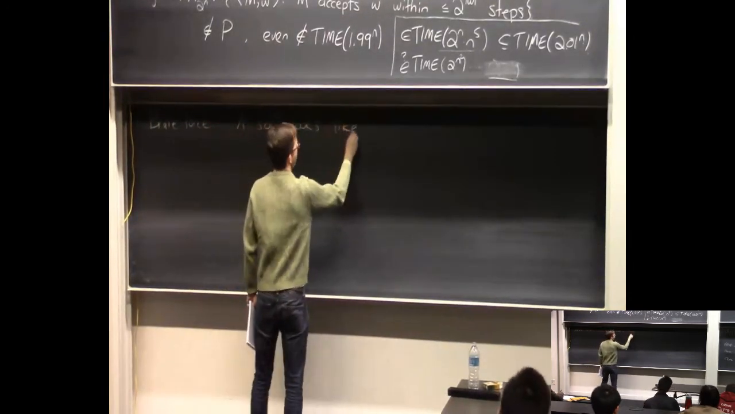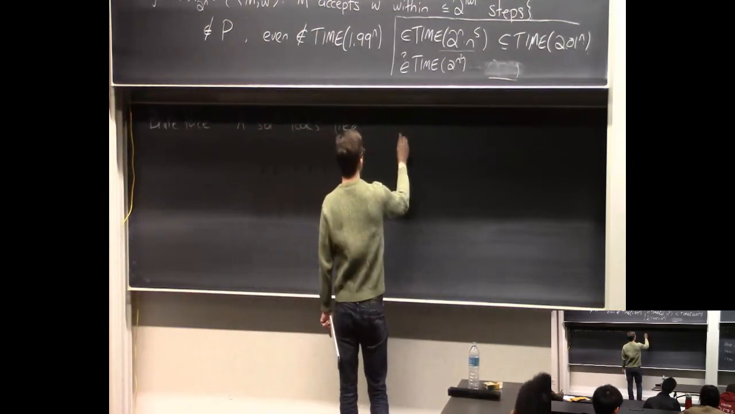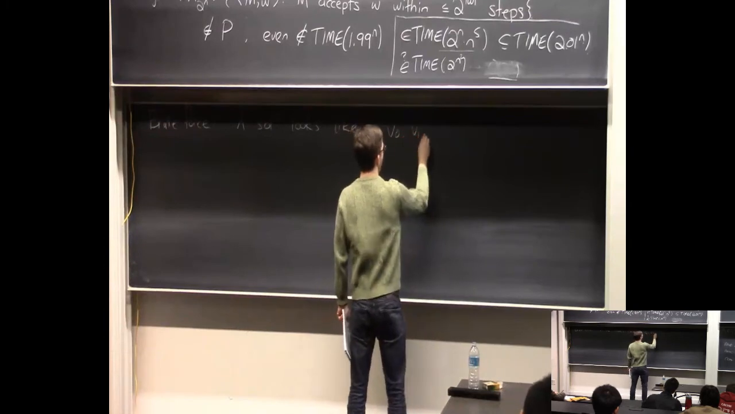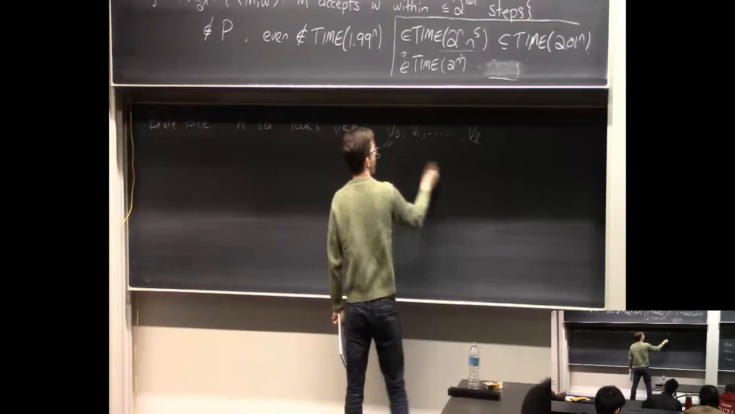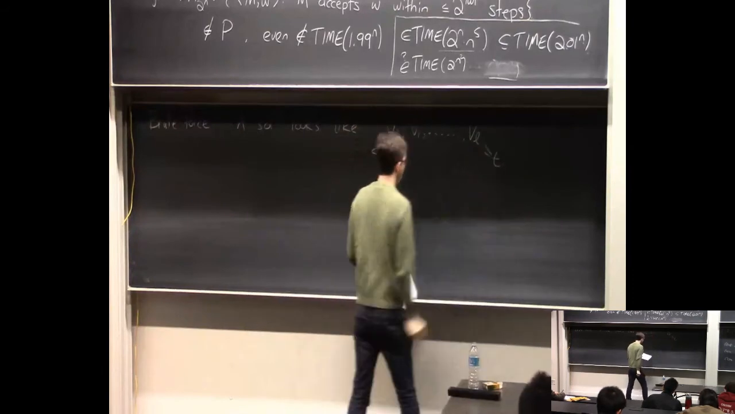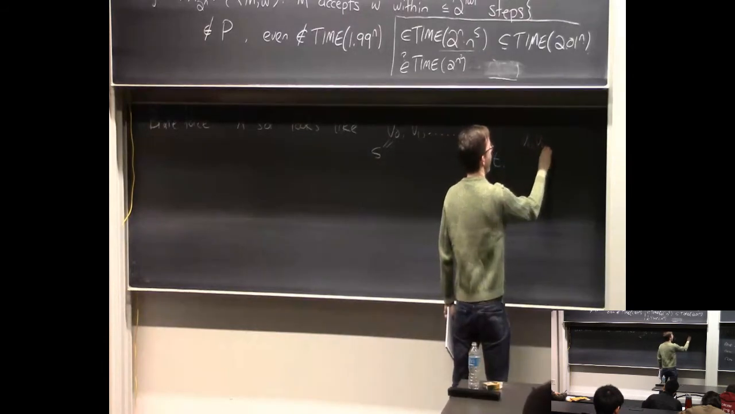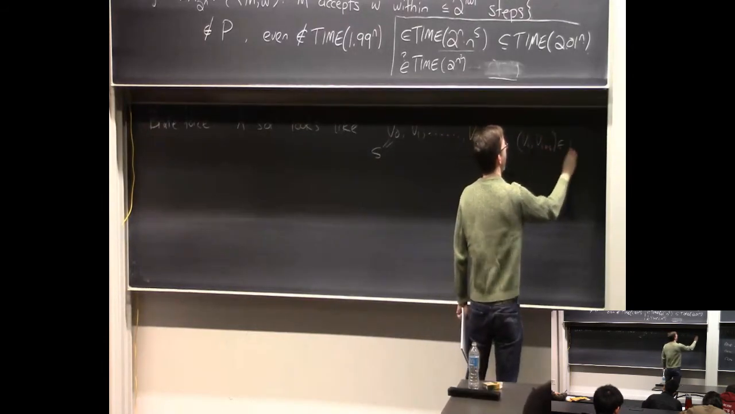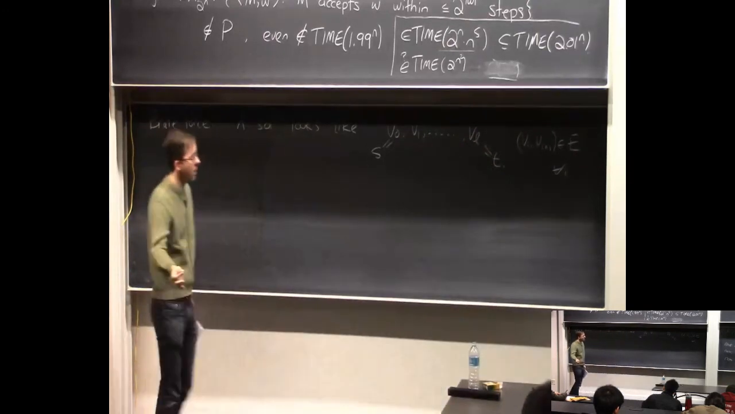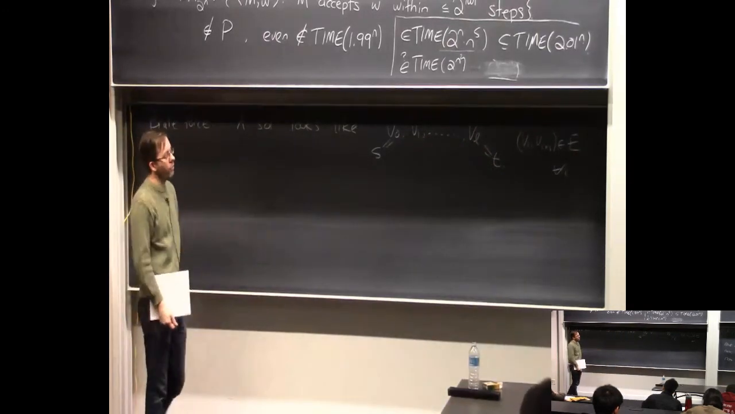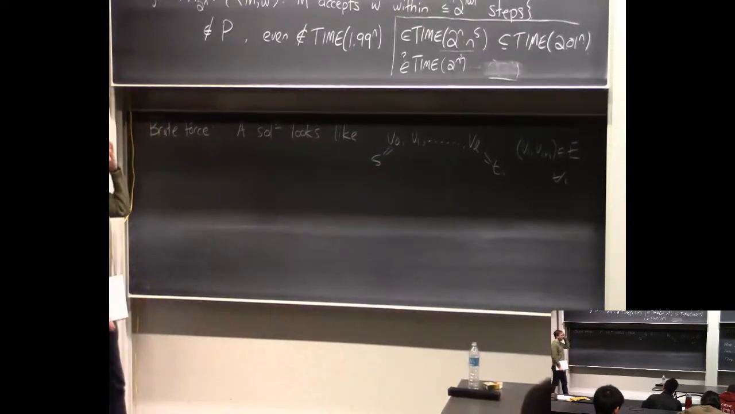To find a path, it looks like a list of vertices, v0, v1, up to vl, where the first one is s, the last one is t, and where vi, vi plus 1 is an edge for all i. That's what you're looking for. A sequence of vertices, each two adjacent ones form an edge. The first one is s, the last one is t. You're trying to figure out if that's in the graph.